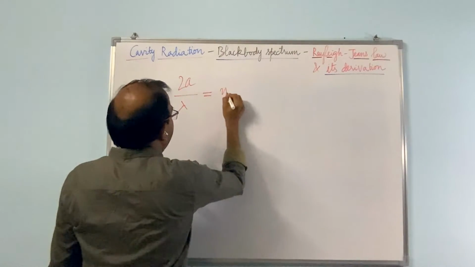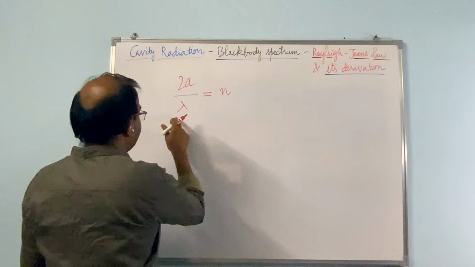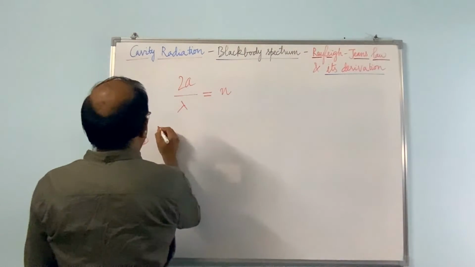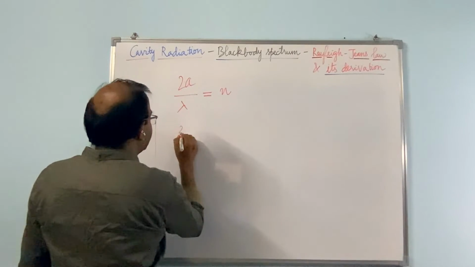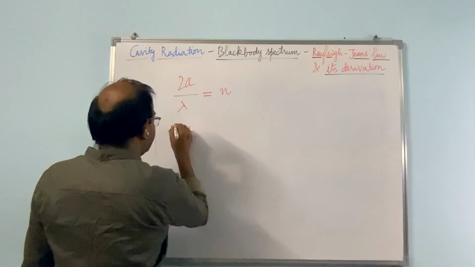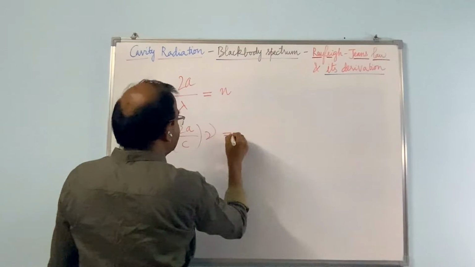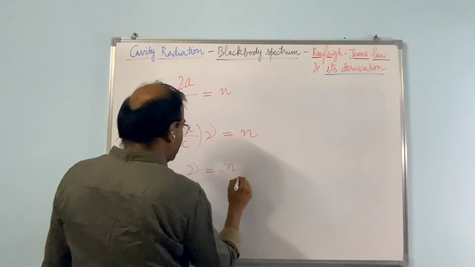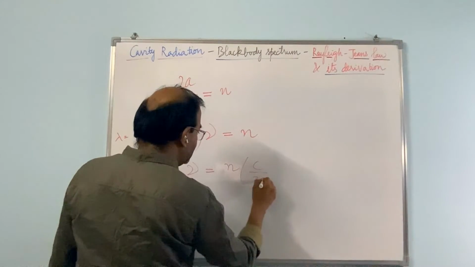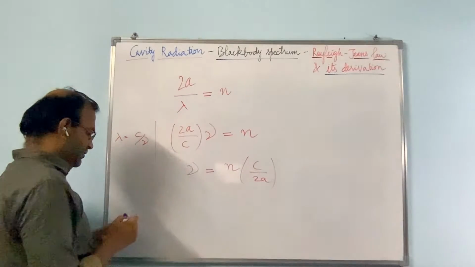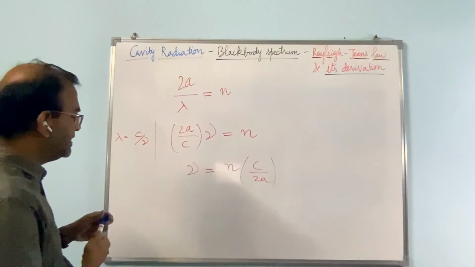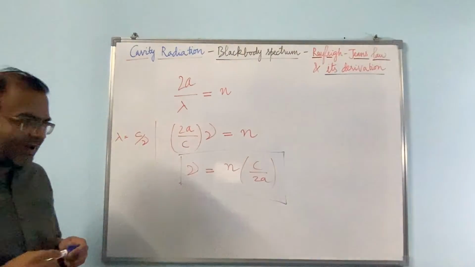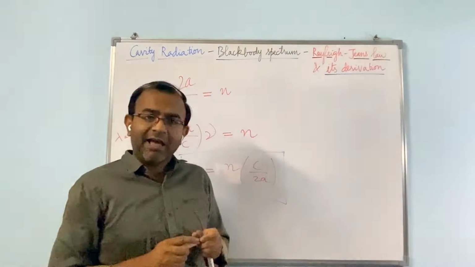We have obtained the condition 2a over lambda equals n, and in terms of frequency, lambda equals c over nu. Using this, we can say 2a over c times nu, the frequency, is n, or in terms of frequency, the condition is nu equals n times c over 2a. So these are the allowed frequencies for the electromagnetic wave that is to be present in the cavity.